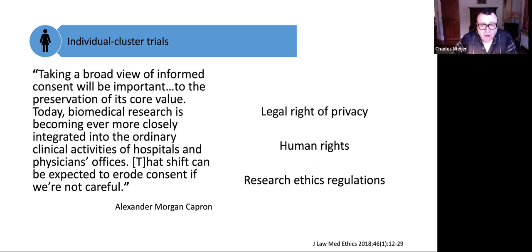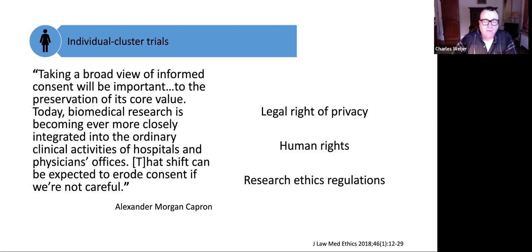There's a very nice paper talking about this phenomenon by the legal scholar Alexander Morgan Capron. This was a paper published 4 years ago in the Journal of Medical Ethics. I think it's a terrific read, and I would certainly recommend that you have a look at it. And Alex Capron argues that in an era of learning health systems, informed consent in research is in fact imperiled. He says, taking a broad view of informed consent will be important to the preservation of its core value. Today, biomedical research is becoming ever more closely integrated into the ordinary clinical activities of hospitals and physicians' offices. That shift can be expected to erode consent if we're not careful.